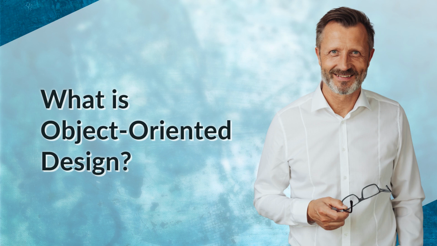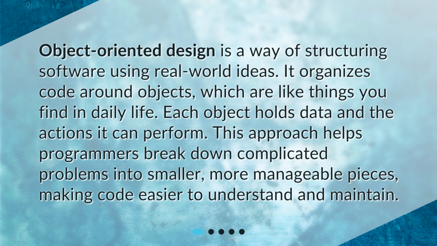What is object-oriented design? Object-oriented design is a way of structuring software using real-world ideas. It organizes code around objects, which are like things you find in daily life. Each object holds data and the actions it can perform. This approach helps programmers break down complicated problems into smaller, more manageable pieces, making code easier to understand and maintain.